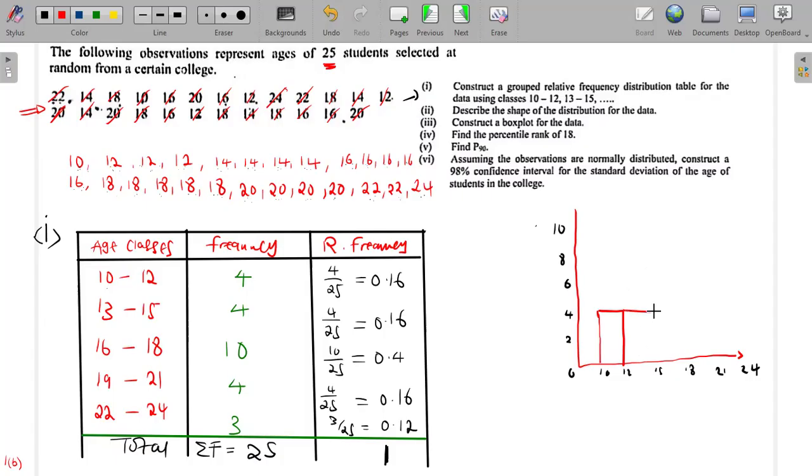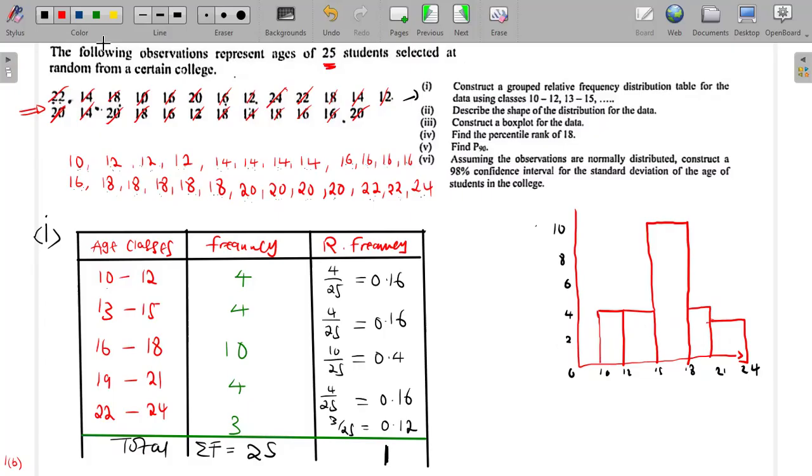Again, it has a height of 4. The other one starts at 16, goes to 18, it has a height of 10. So this one goes to 10 like this. Then it comes down. The other one starts at 19, it has a height of 4. Then the other one starts at 22 to 24, so it has a height of 3. If this is 2, this is 4, 3 should be somewhere in between. So it's somewhere there. Now when you look at the shape that this distribution is forming.